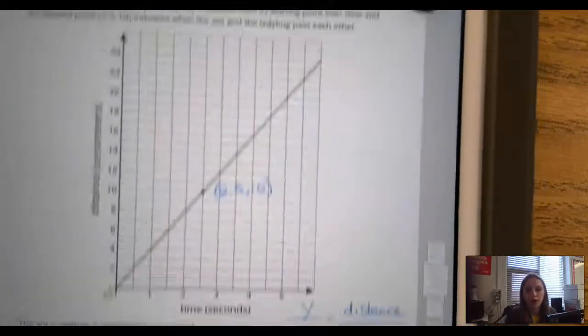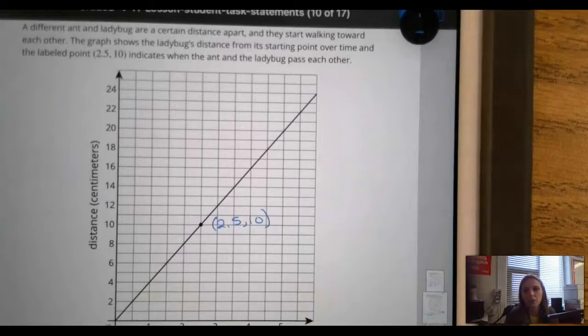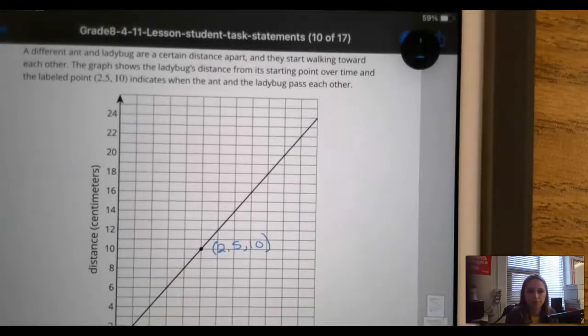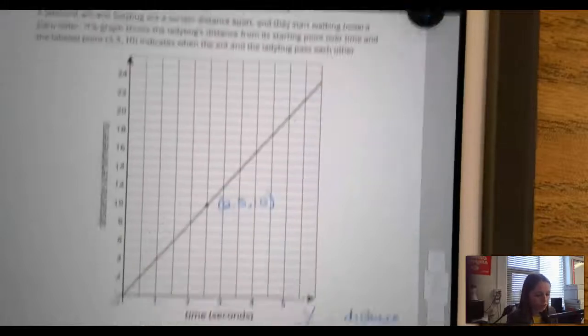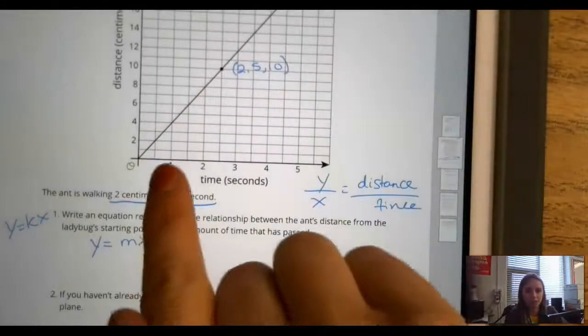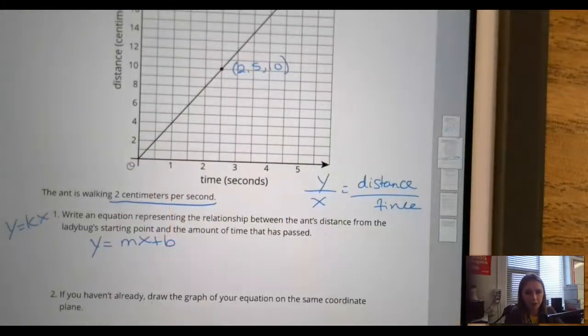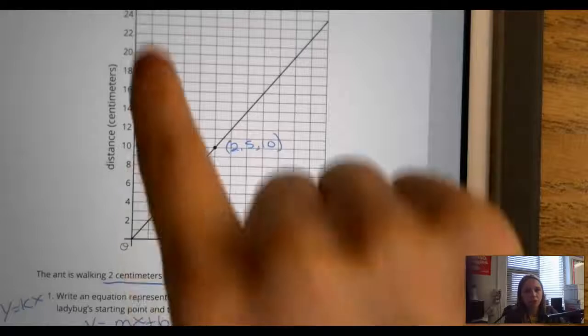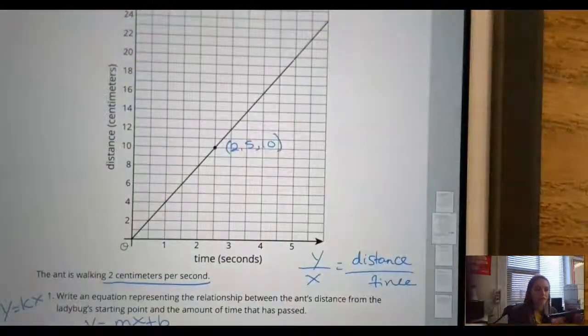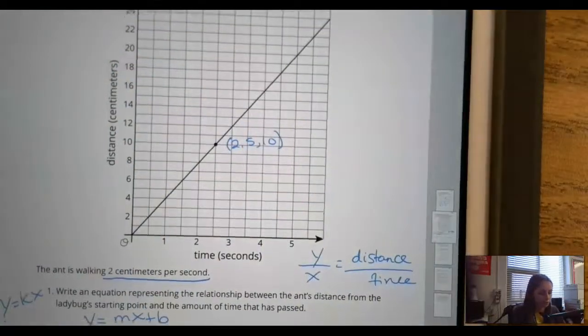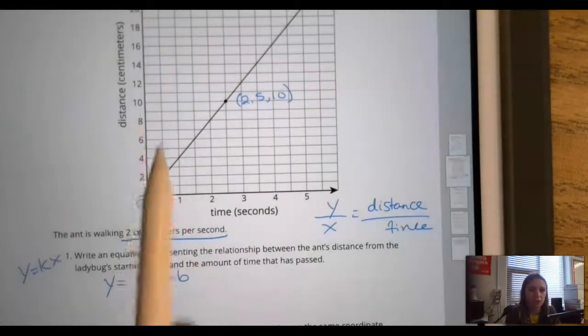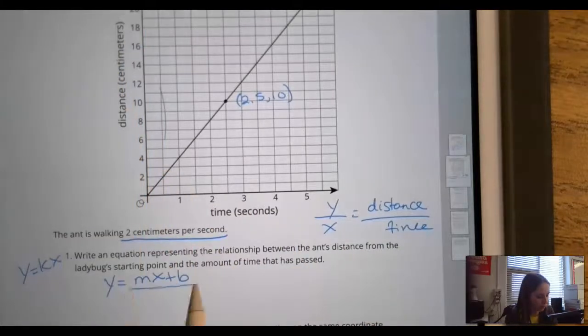Alright, so in the beginning, it says that they are different, and they are walking towards each other. So if the ladybug is starting down here, our ant must be starting somewhere else if they're going to cross paths going the opposite direction. So that means we're going to end up starting on the y-axis somewhere. So we're going to go with this equation here.